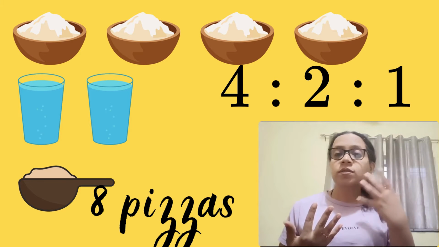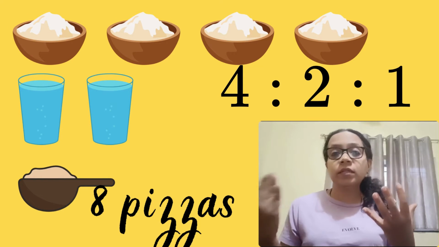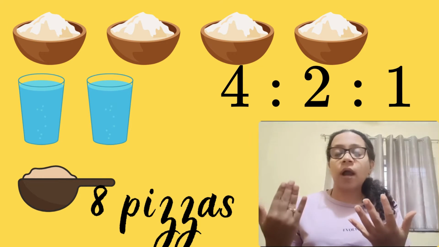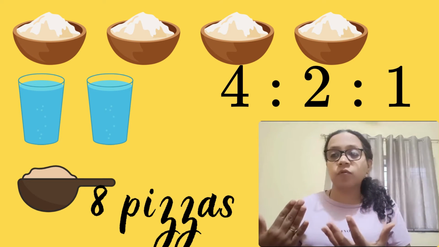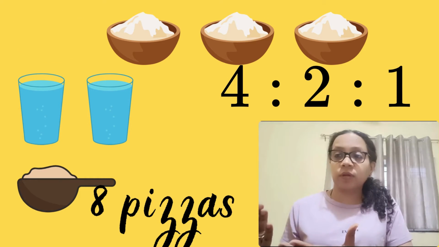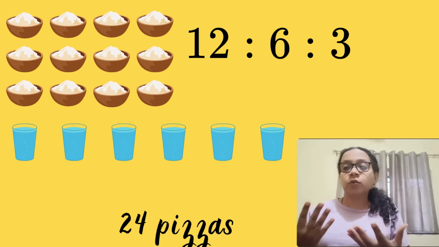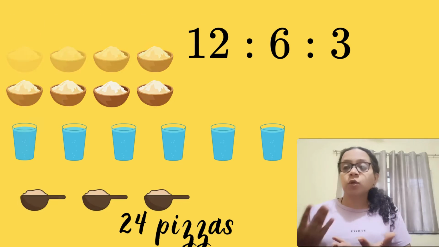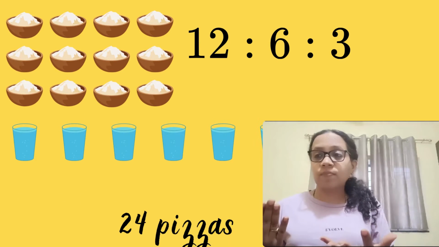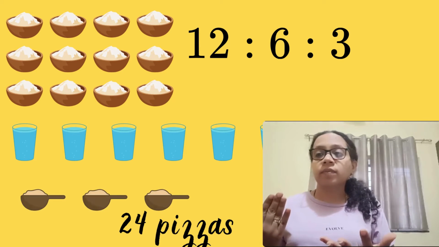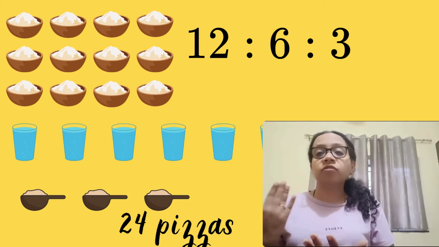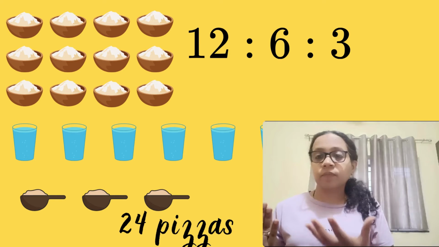Now, suppose we have to make 24 pizzas. So how many cups of flour and how many cups of water and how much yeast would be required? We can see that to make 24 pizzas, you need 12 cups of flour and 6 cups of water and 3 tablespoons of yeast.